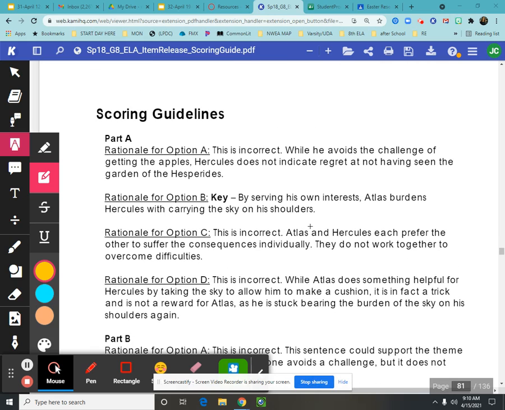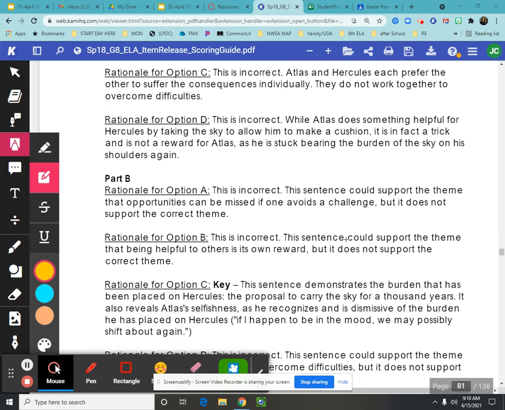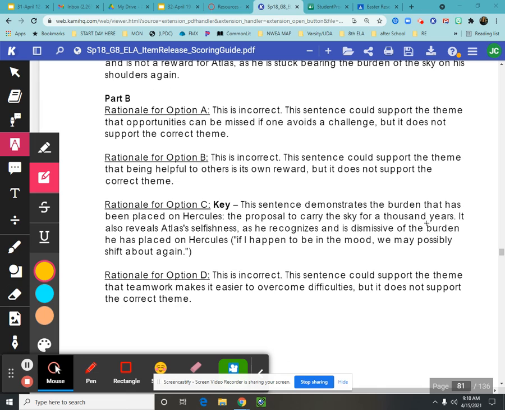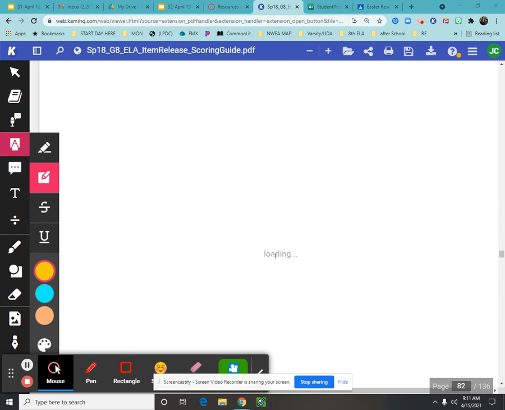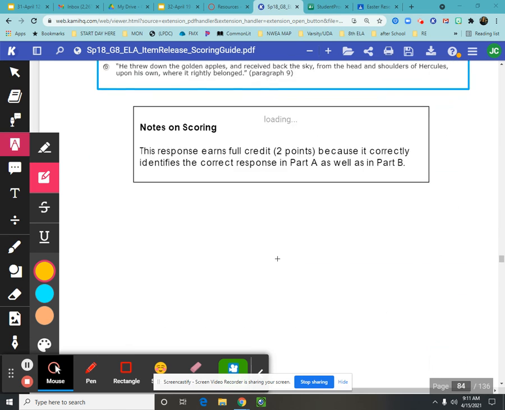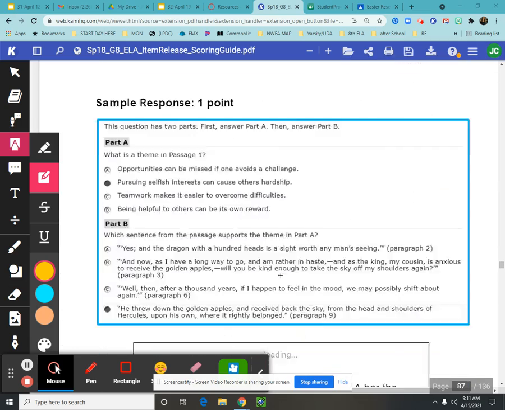The A part, it's B. I'm talking the A part. So the backup was C. This sentence demonstrates the burden that has been placed on Hercules, the proposal to carry the sky for 1,000 years. It also reveals Atlas's selfishness as he recognizes and is dismissive of the burden he has placed on Hercules. I got it right. Woo-hoo. Finally. Now that's a 2-pointer. And here's all the different responses. Scrolling down.